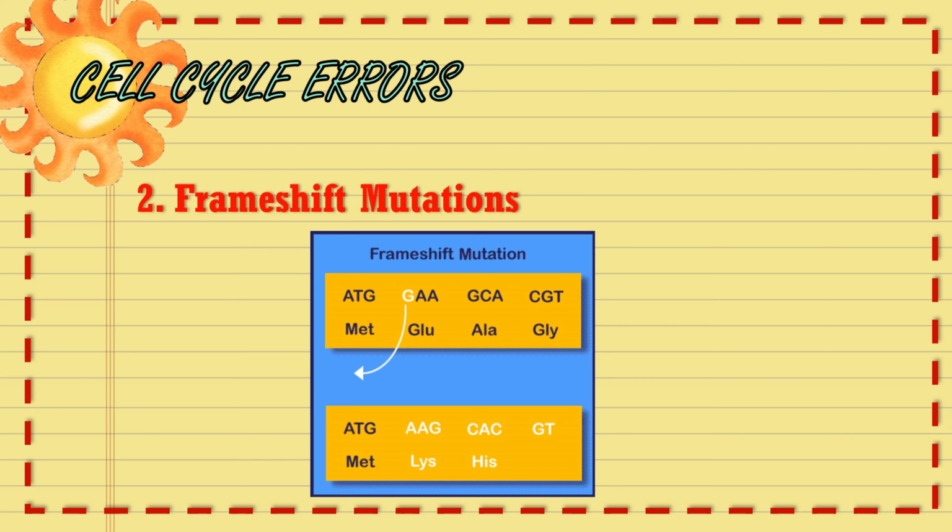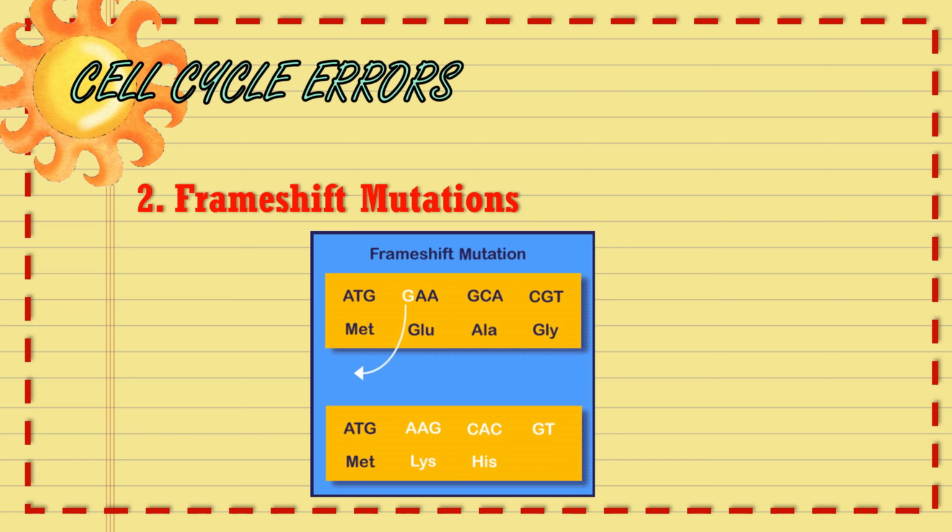Lastly, we have the frameshift mutation. Frameshift mutation is the insertion or deletion of one or more nucleotides. So there is a change in the reading frame, like changing a sentence. So proteins are built incorrectly.